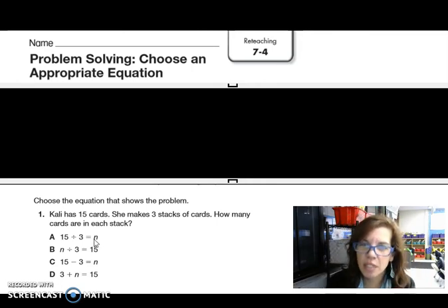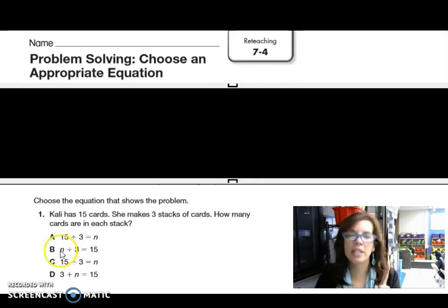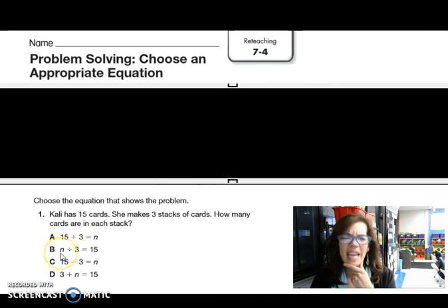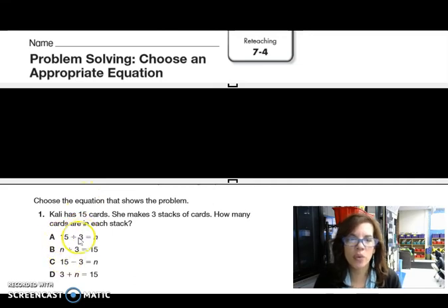But you know what? Sometimes they try to trick you, so I'm going to read the next one. N, the missing number, divided into 3 groups is 15. No, I don't think that's the one because we're looking for a problem and usually in division we always go with the larger number. Oh, here's a larger number. 15. Take away 3. We're not subtracting. We are making equal groups in division. No, this is not it.